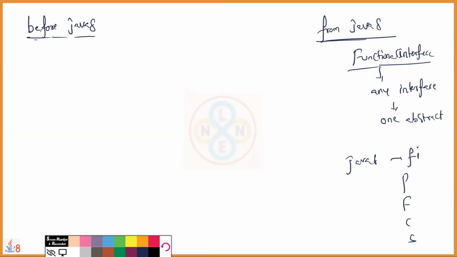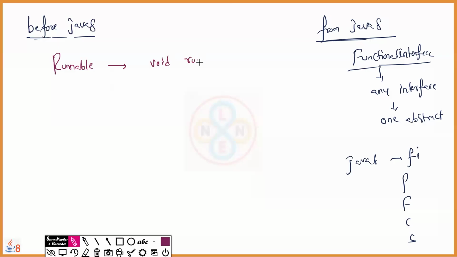So what are those? One such is Runnable. Runnable has which method? void run. The Runnable interface has the run method only, and no other methods. It is an interface called Runnable which has only one method called run, which takes no inputs and returns void. So we can use this Runnable as a functional interface also.